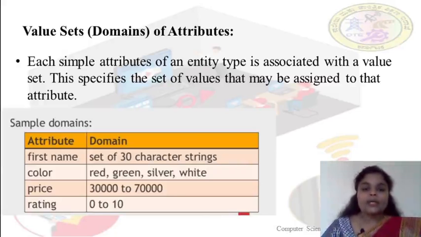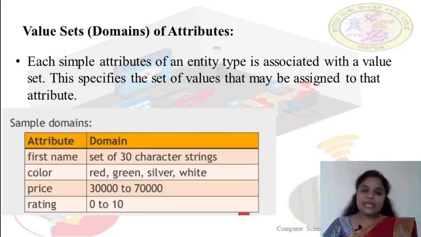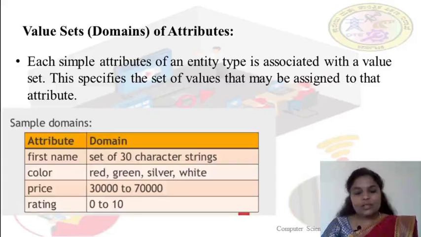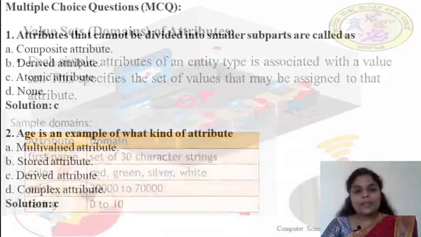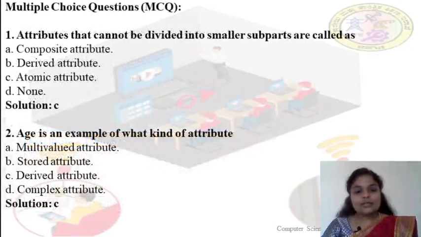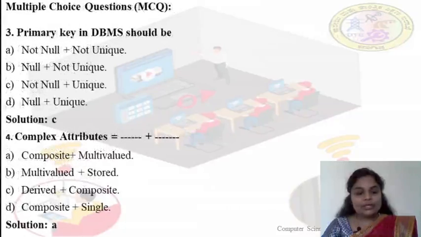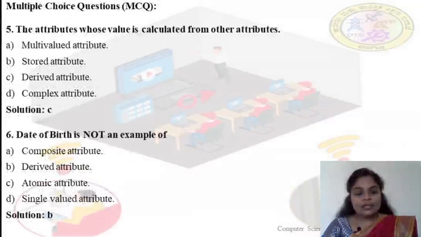Clear? Okay, so today we discussed the attributes, the types of attributes, entity types and entity sets, key values and value sets of the attributes. That's all for the day, and I have added a set of a few MCQs. Please go through them once. They are very simple and self-explanatory, and answers are also given there.